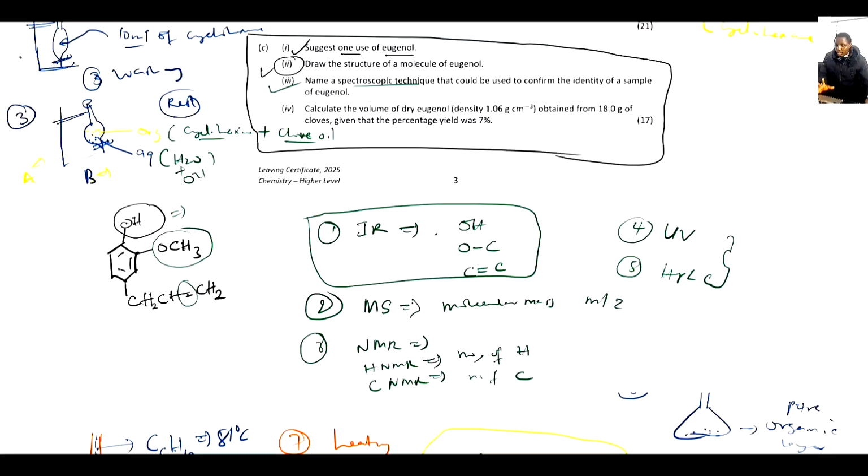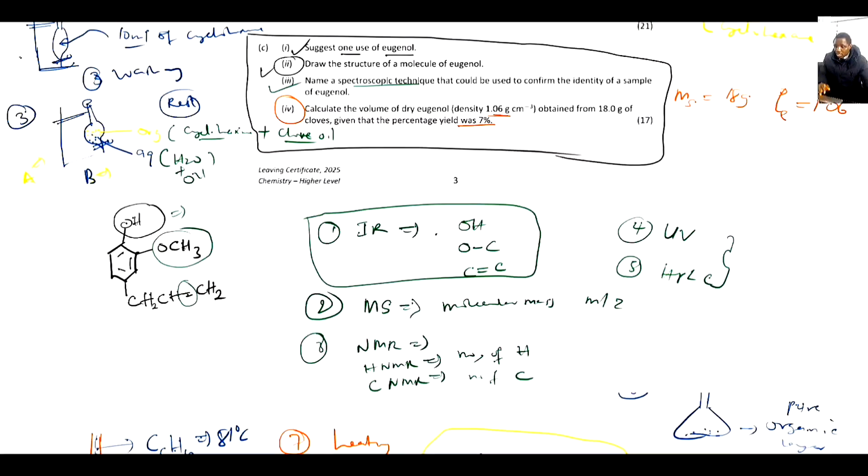So the last one is the calculation aspect. So what are we calculating? Calculate the volume of the dry eugenol obtained from 18 grams of cloves. That's the mass of starting material, 18 grams, and the yield is 7%. The density of eugenol, I will use this symbol for it, rho, is 1.06 gram per centimeter cube.